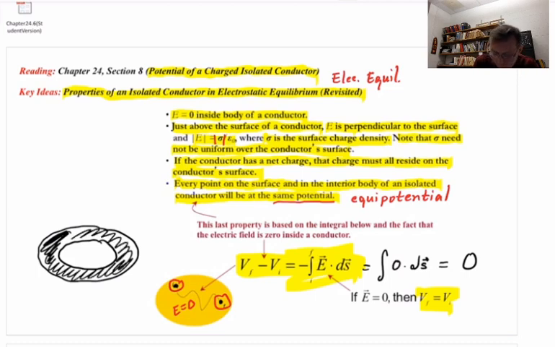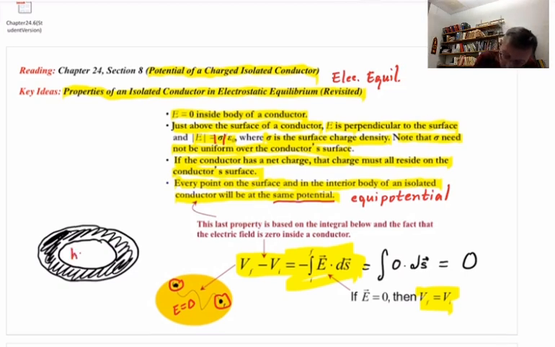That's the conductor, the isolated conductor in electrostatic equilibrium. And then this inner region here, hollow and empty. Okay? I'm assuming that nobody put an isolated charged particle in that hollow region. It's empty. Okay?